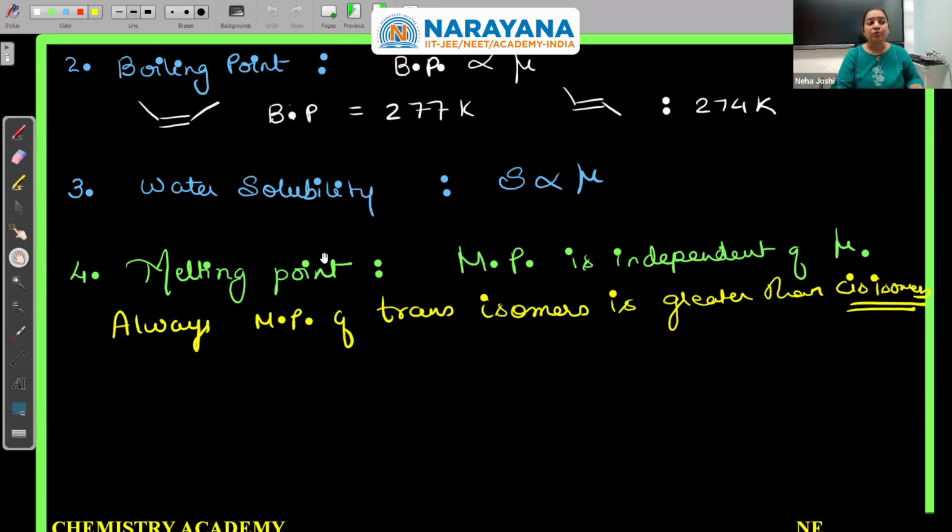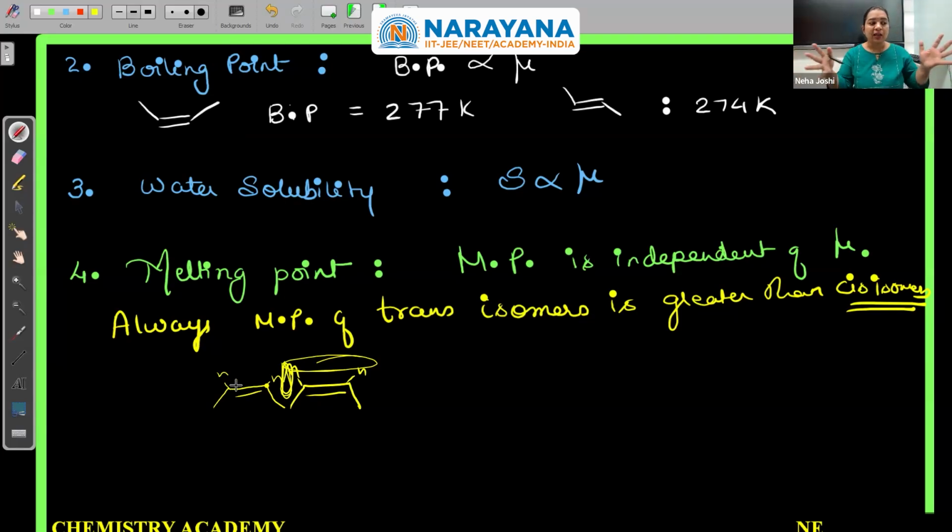Melting point is independent of dipole moment. It entirely depends on the type of packing that is done in solid state. If we talk of the packing in solid state, in cis, one side has smaller groups, so there will always be some big voids left. When I bring another molecule closer, this H is here only, so a void is left.